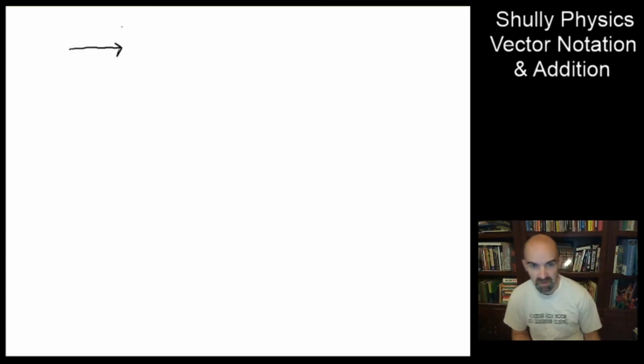A vector is a quantity with both magnitude and direction. So it can be represented by an arrow. So this is an arrow. It could be a vector if it represents a force or velocity or something like a displacement, anything with an amount and a direction to it.